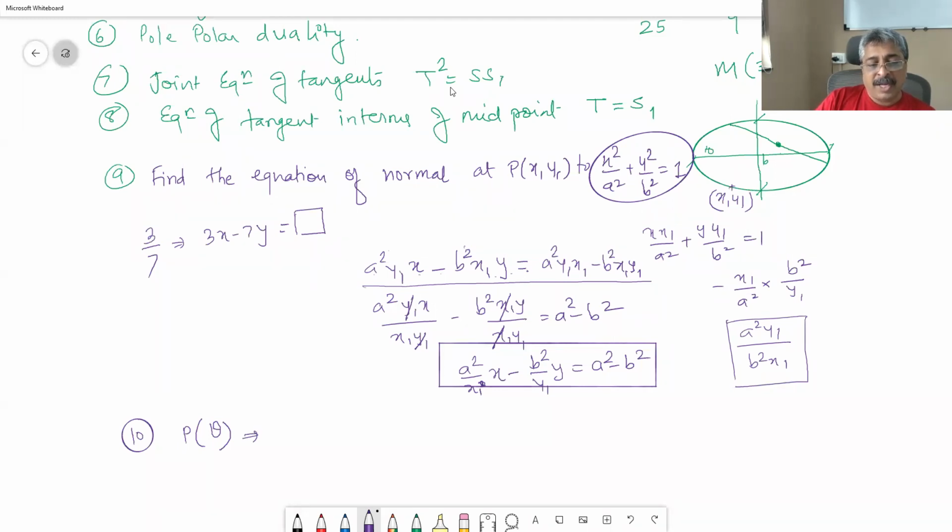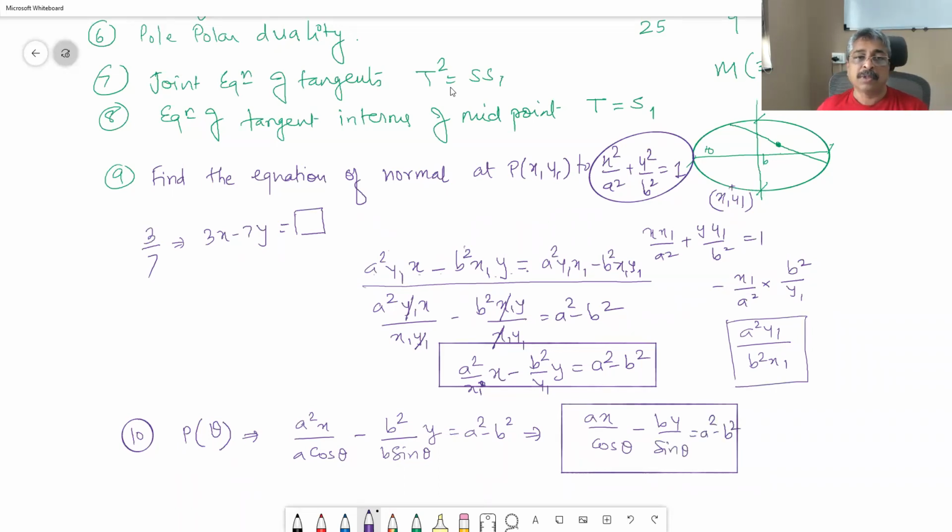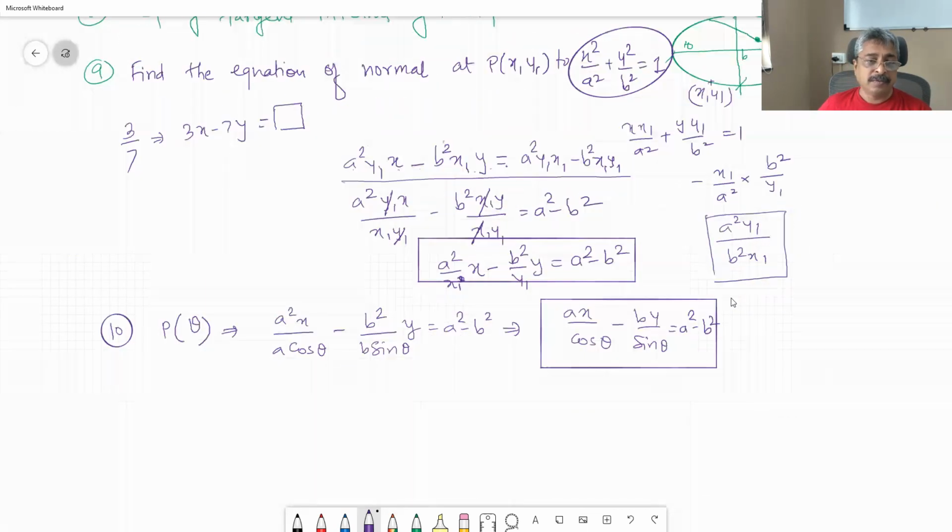Okay, replacing x1 by a cos theta, minus b square y by b sin theta is equal to a square minus b square. So the equation of normal in terms of parameter theta is, a gets cancelled, ax upon cos theta minus by upon sin theta is equal to a square minus b square. Very good.